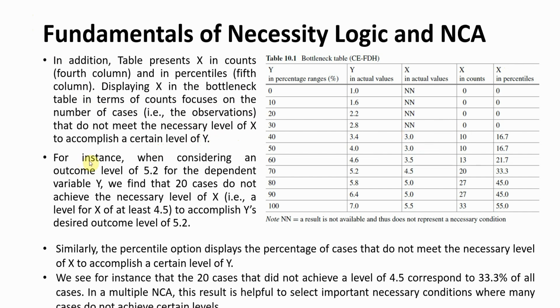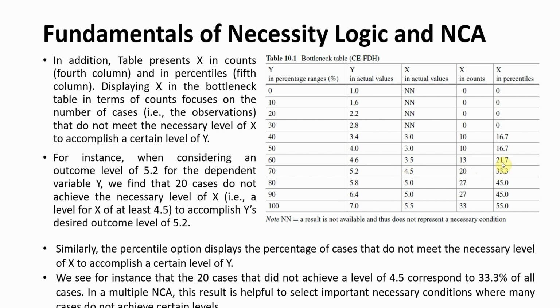So, for instance, when considering an outcome level of 5.2, where is 5.2? Here it is, 5.2, 70%. You need your X to be at least 4.5. And in this case, we find that 20 cases do not achieve the necessary level of X. So when trying to achieve 5.2, your X is at 4.5, and in the data that this particular example uses, 20 cases do not achieve the necessary level of X.